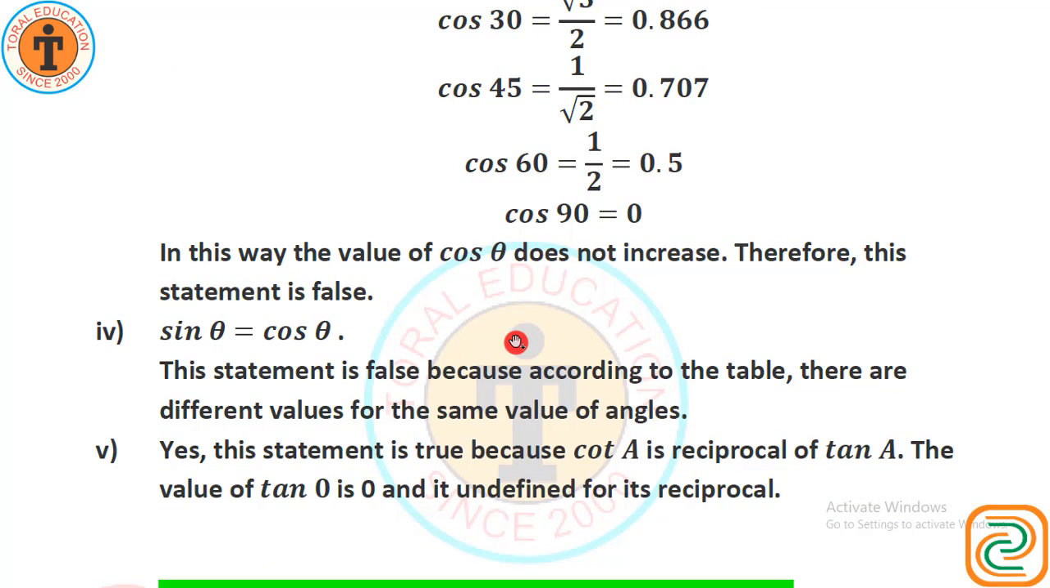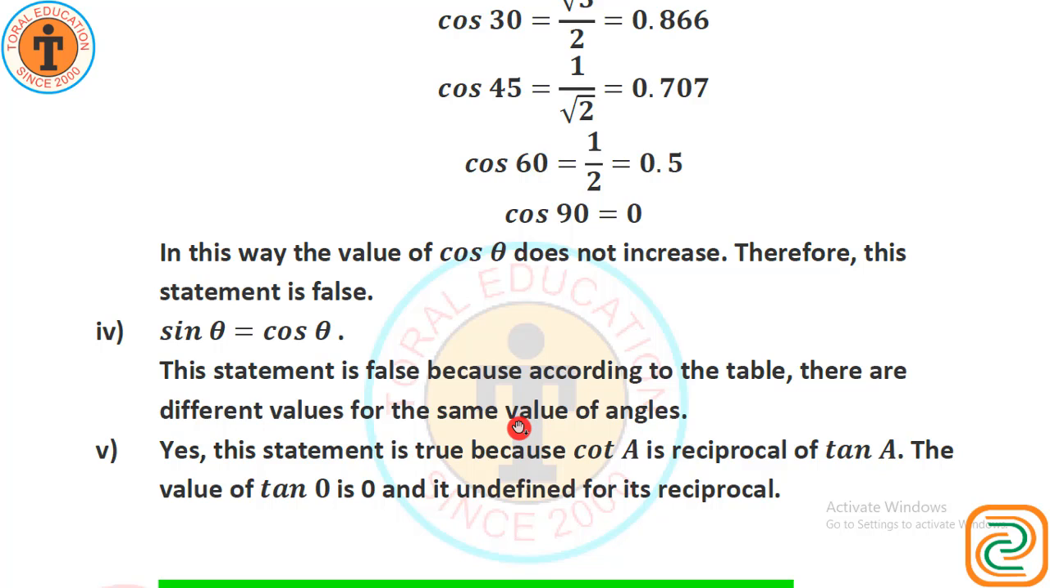Again, sin theta equals cos theta for all values of theta. It's also false. This statement is false because when you see the table, all the values are not equal. There are different values for the same value of angles. So this is false.